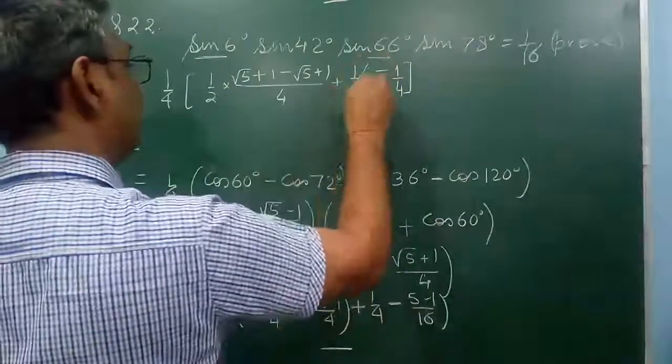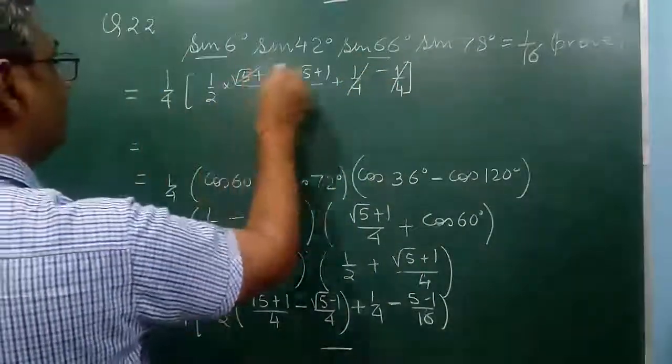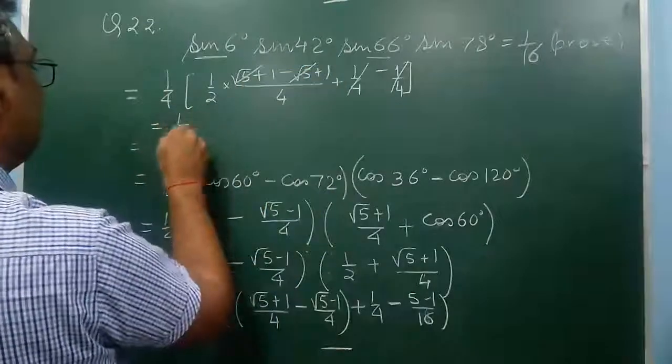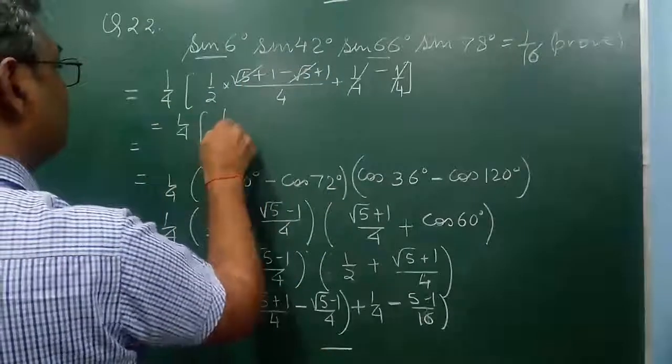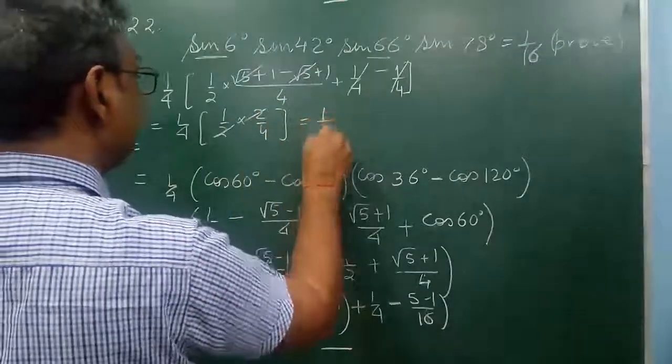Now this 1 by 4 and this 1 by 4 will be getting cancelled. Here root 5 and root 5 will be getting cancelled. So 1 by 4, 1 by 2 into 2 by 4, 2 and 2 will be getting cancelled. So answer will be 1 by 16.